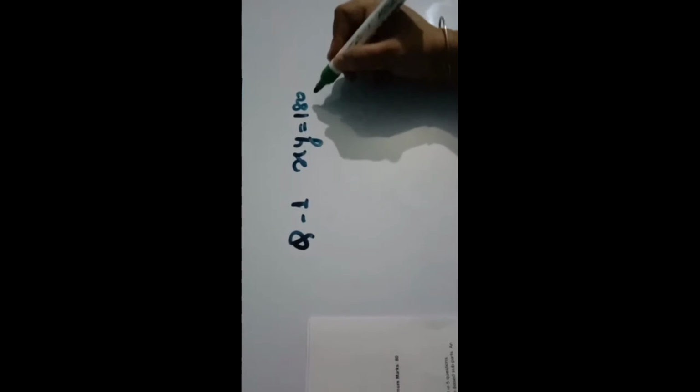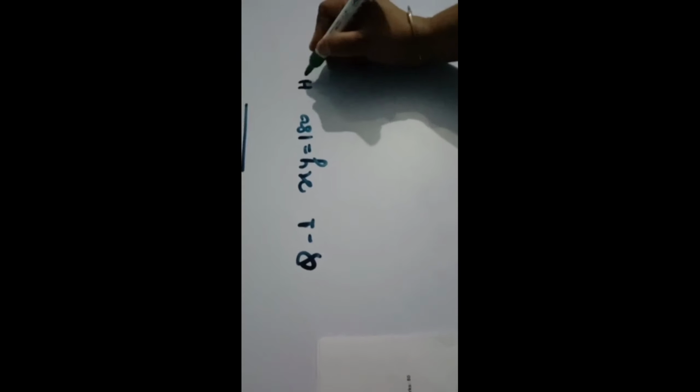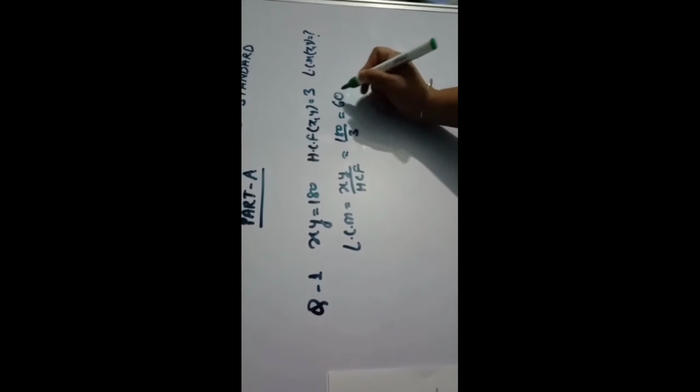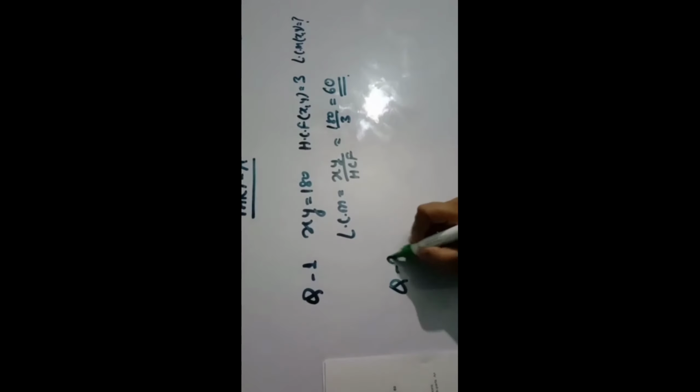The multiplication of x and y is given as 180. The HCF of x and y is given as 3. You have to find the LCM of x and y. In your lower classes also you have done that LCM is equal to the product of the numbers over HCF. The product is 180, so 180 over 3 will come 60. So 60 is the answer. It is a 1 mark question, so try to solve it in short only, as I am doing.